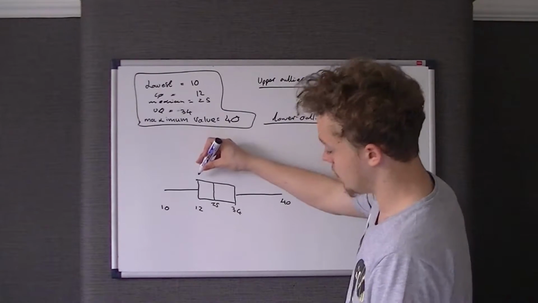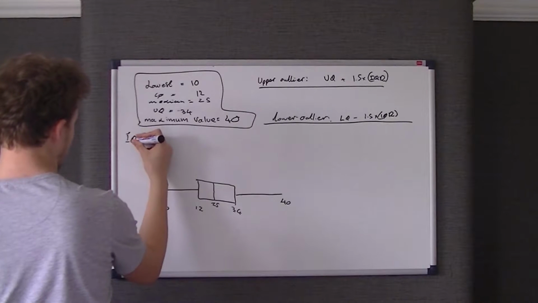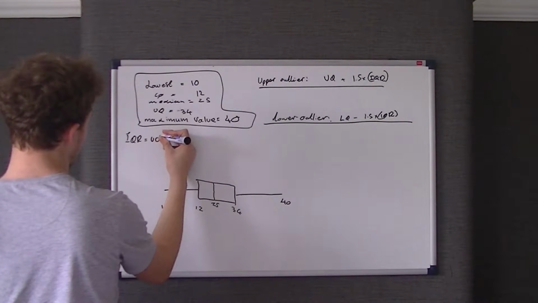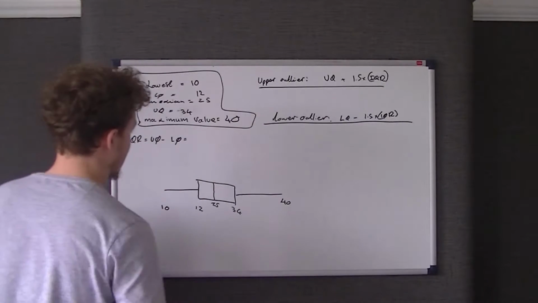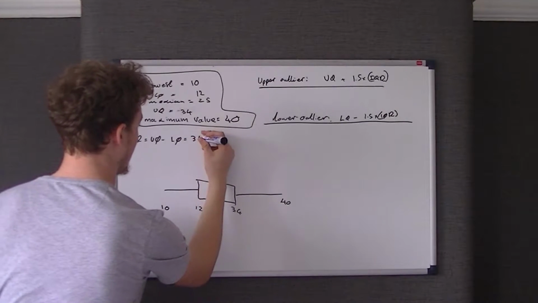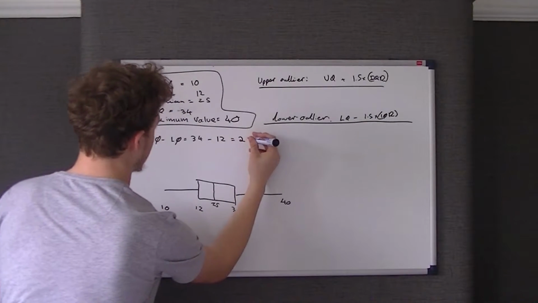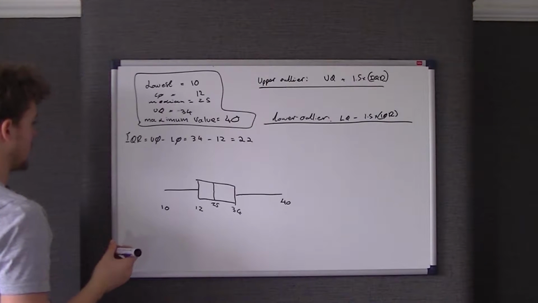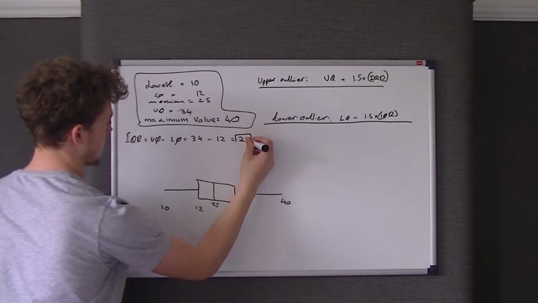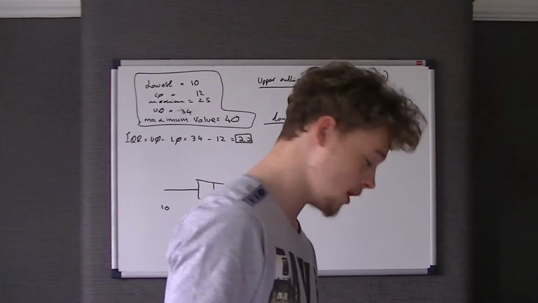Now, quite clearly, I just work out the IQR. So we know the interquartile range, IQR, is equal to the upper quartile minus the lower quartile. And if we relate it to this set of data, it's 34 minus 12, which is obviously 22. That's right, isn't it? Yeah, sorry, just making sure I wasn't going crazy. So the interquartile range is 22.